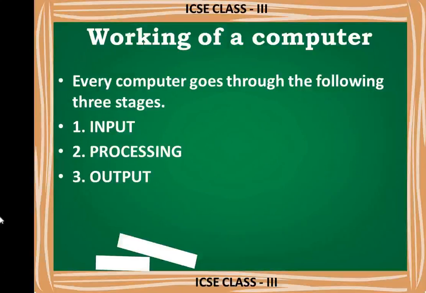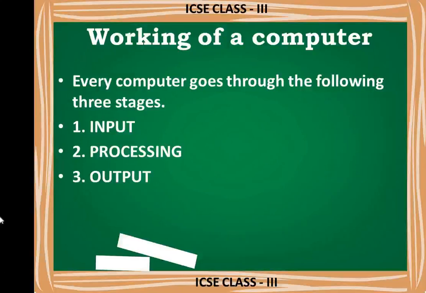For example, if you want to add two numbers, what is the input? The input is two numbers, a plus sign and an equal to sign. You press the first number, then the plus sign, then the second number, then the equal to sign. These are all input. When you enter this information, it is processed in the CPU and you get the addition of the two numbers. That is processing.